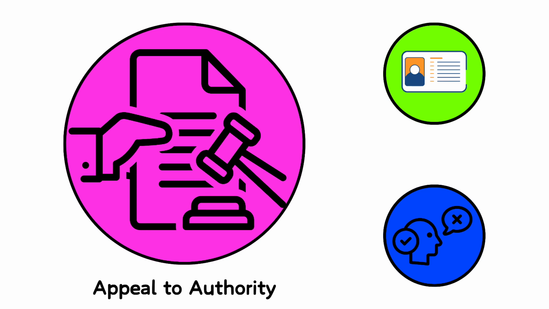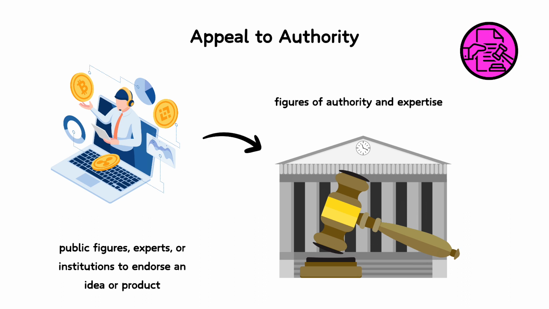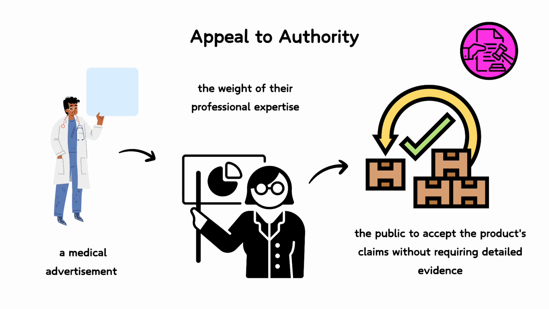Appeal to authority. Appeal to authority relies on the credibility of public figures, experts, or institutions to endorse an idea or product. It suggests that because an authority believes something, it must be true. This technique works well because people respect and trust figures of authority and expertise, often deferring to their judgment without question. For example, when a doctor is featured in a medical advertisement, their endorsement carries the weight of their professional expertise, encouraging the public to accept the product's claims without requiring detailed evidence or personal research.